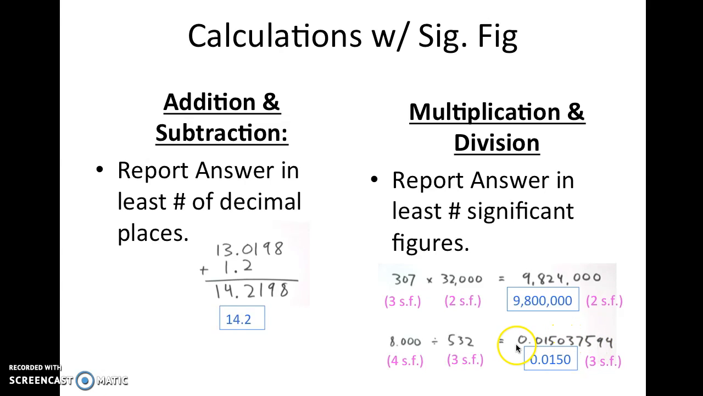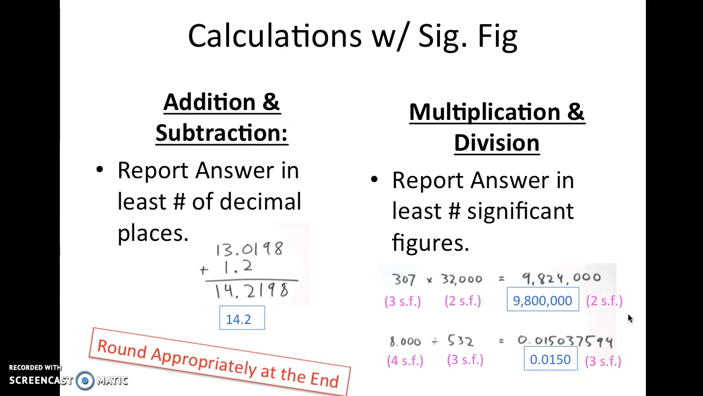Now here's one thing that's important. Notice our answer is 0.0150. Do we ever count the first zeros? No, we don't. So in reporting our answer in 3 sig figs, you're going to skip right over those and just count starting from the first non-zero digit, 1, 2, 3, and that's where we want to cut it off.